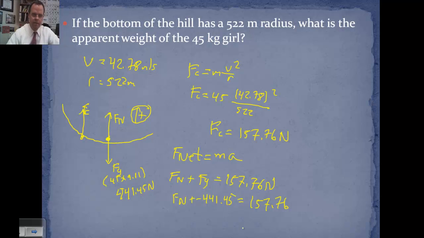Add 441.45 to both sides, and we get a normal force, or apparent weight, of 599.21 newtons. So she would feel like she weighs an extra 157 newtons.